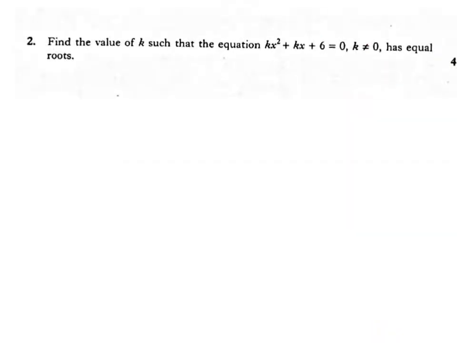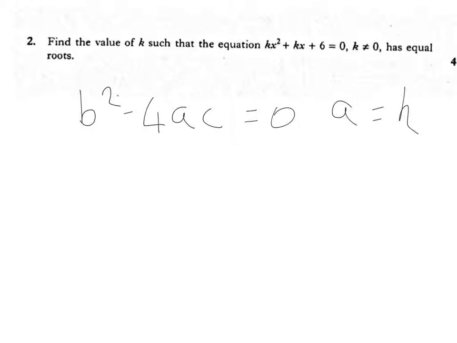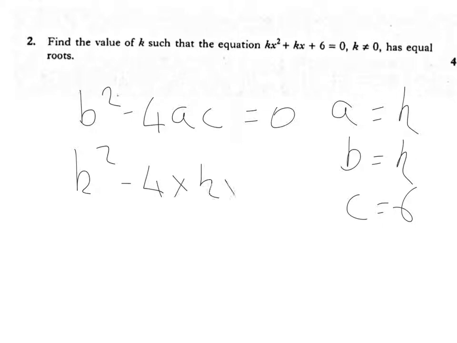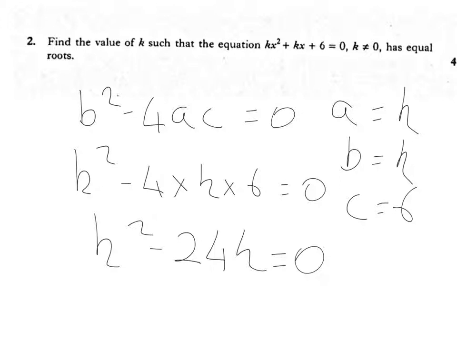Okay, section 5, example 4. Find the value of k such that the equation kx squared plus kx plus 6 equals 0 has equal roots. First thing to do there to pick up a mark is put down the condition for equal roots, which is discriminant equals 0. I'll then identify a, b and c: a is k, b is k, and c is 6, and then plug that in. So it's going to be k squared minus 4 times k times 6 is equal to 0. k squared minus 24k is equal to 0.